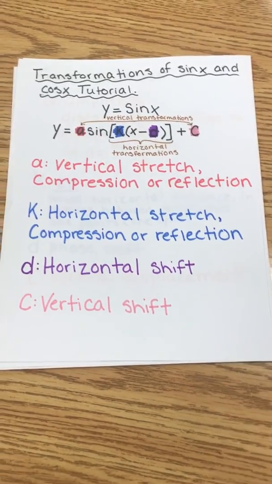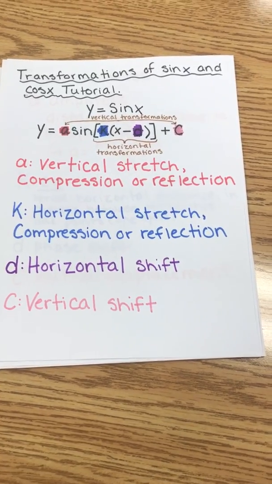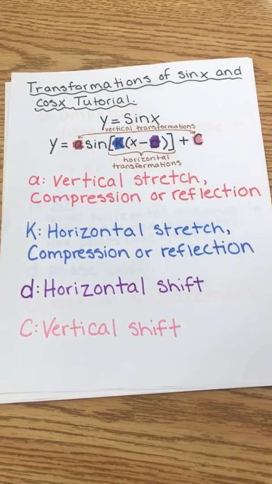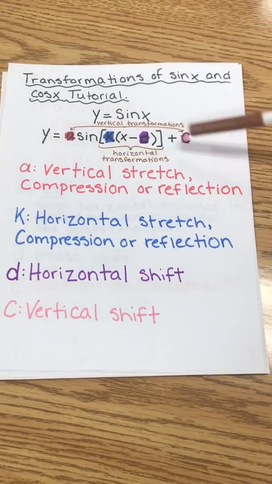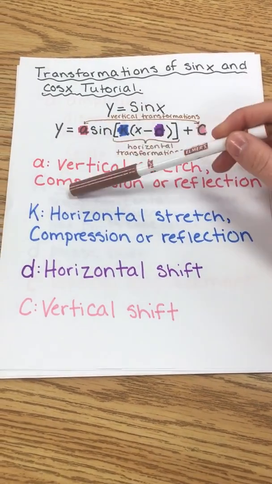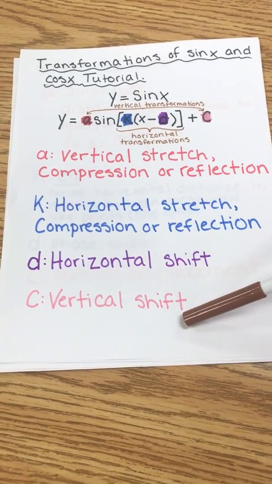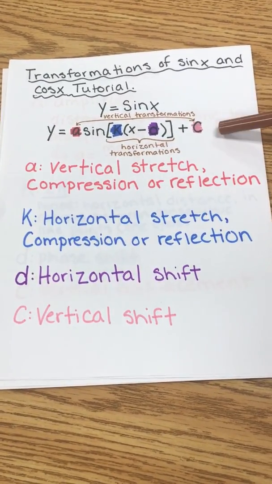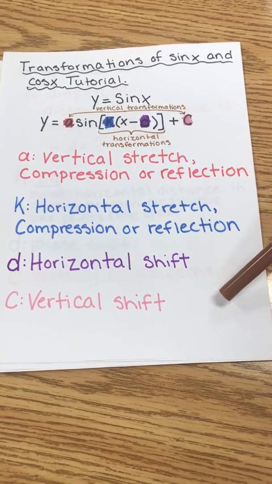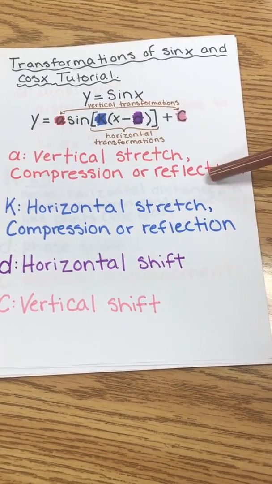Okay, in this video, I'm going to show how to transform the functions sin x and cos x. Here it shows the basic model of the transformations. This is the sin x one, but it's the same as the cos x. It's got the four transformations here. A is the vertical stretch, compression, or reflection, and then C is the vertical shift, and those are both the vertical transformations. This one is moving up or down. This one is obviously stretch, compression, or a reflection.